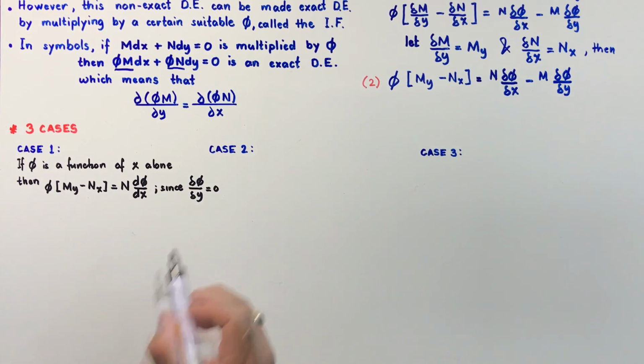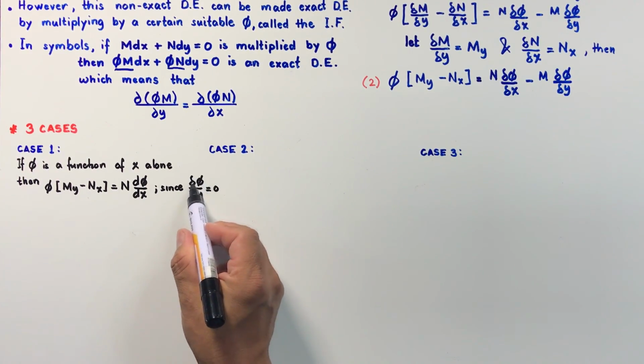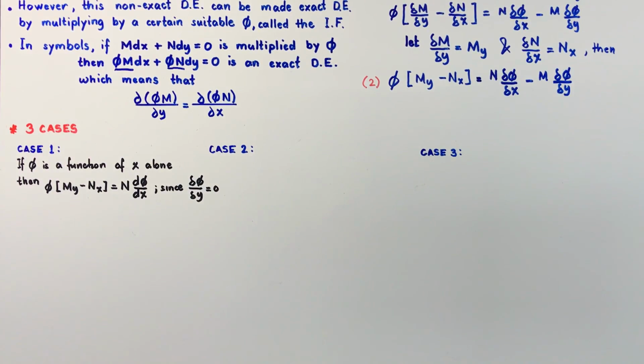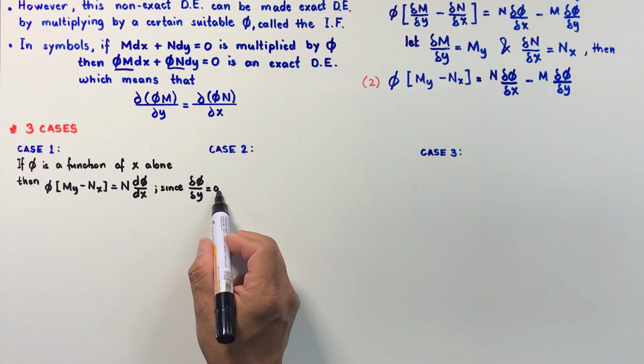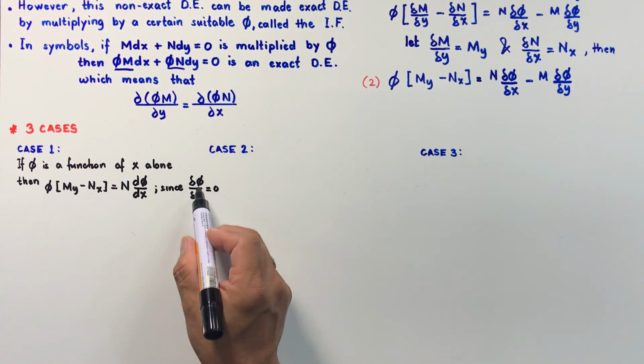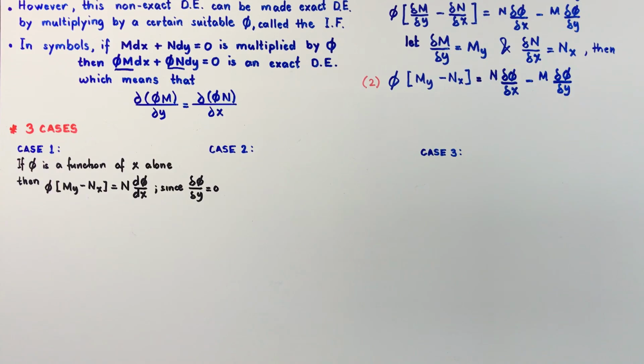Why? Because phi is a function of x alone. So if this is in terms of x alone, then its partial derivative with respect to y is 0, because we treat our x's as constants here. So the derivative of our function of x with respect to y is 0.